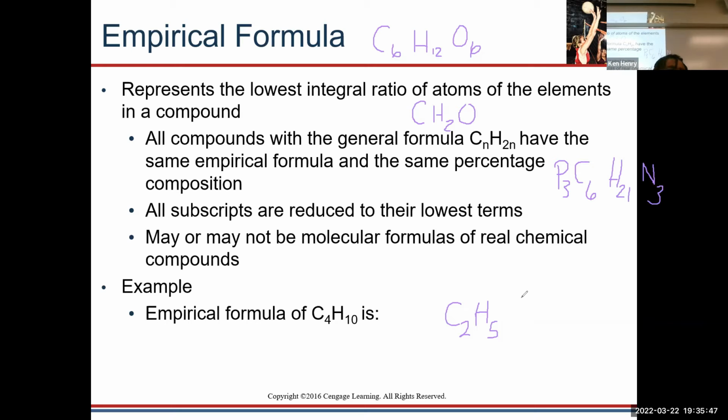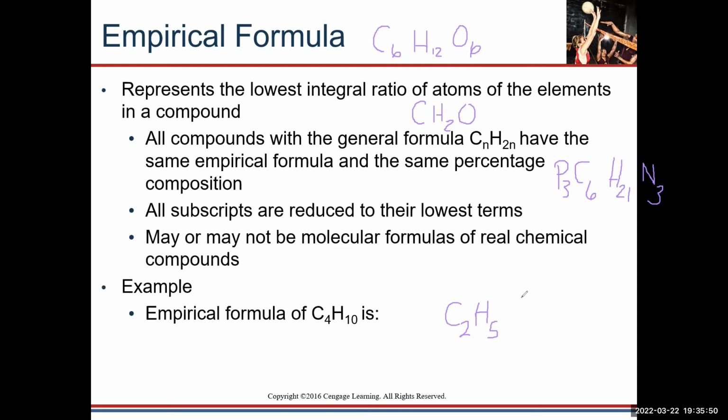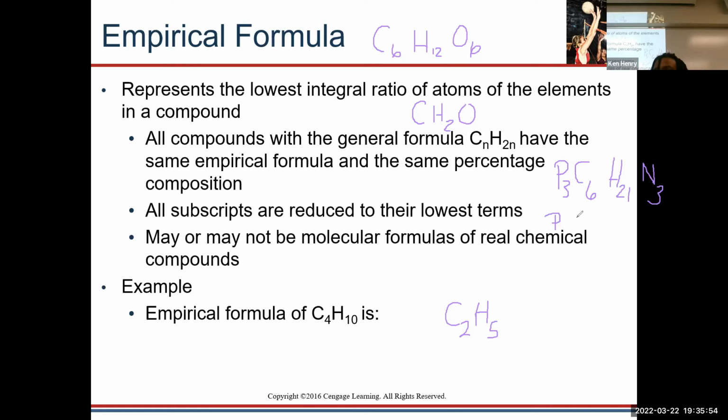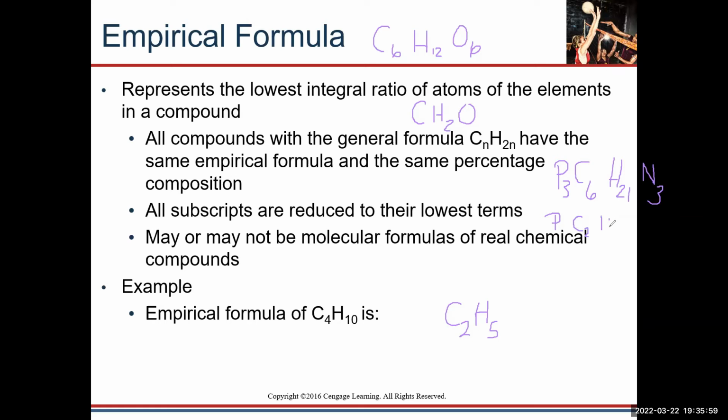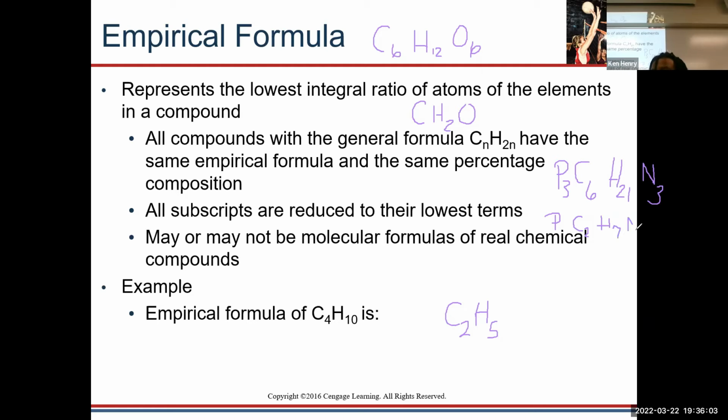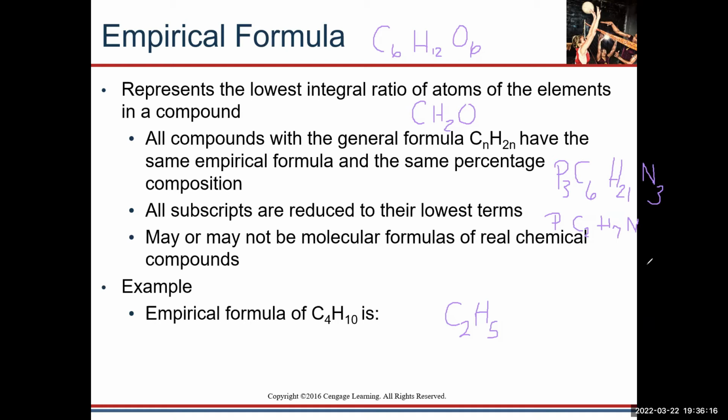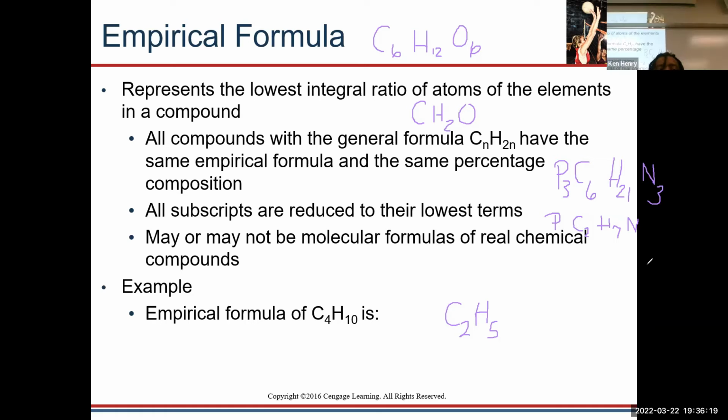So if I have this compound, it's all divisible by 3, right? So then that'll be C2H7. So that would be the empirical formula for that. Does that make sense? Yes. Okay, okay.